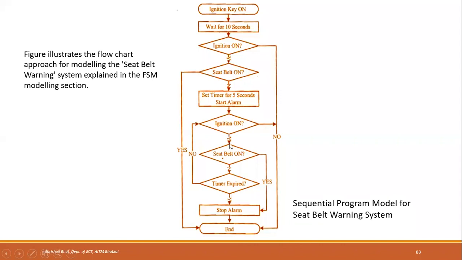But if the ignition key is still on, again check if the seat belt is fastened. If it is true, then stop alarm. The alarm has already started, and if you put on the seat belt, then stop alarm. If the seat belt is still not on, then you check whether the timer has expired. If the timer has expired, then stop alarm. If the timer has not expired, you keep checking whether the ignition key is on, the seat belt is on, and whether the timer has expired. It is in a continuous loop till the timer expires. Once the timer expires, again stop alarm. Right? This is the way you can have a flow chart of the same function application, that is for a seat belt warning system.